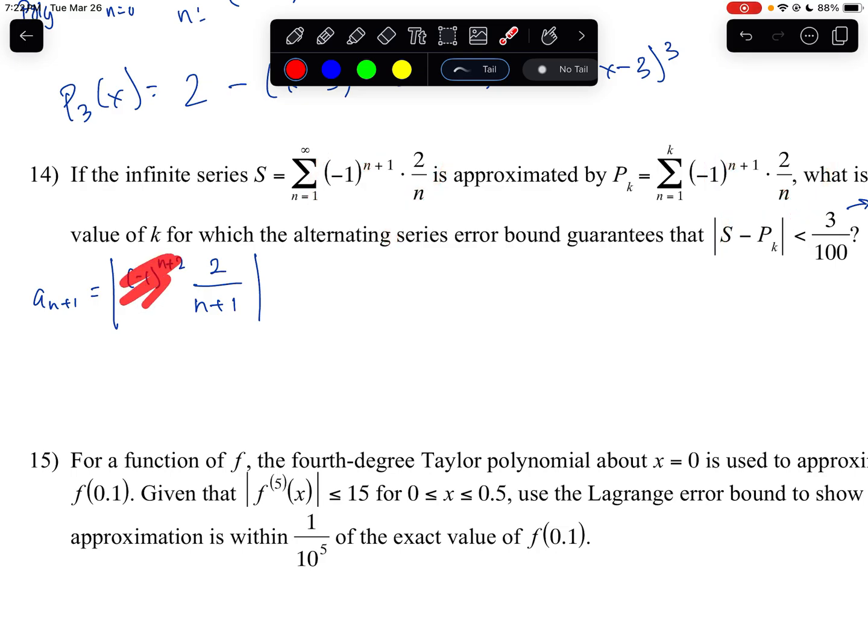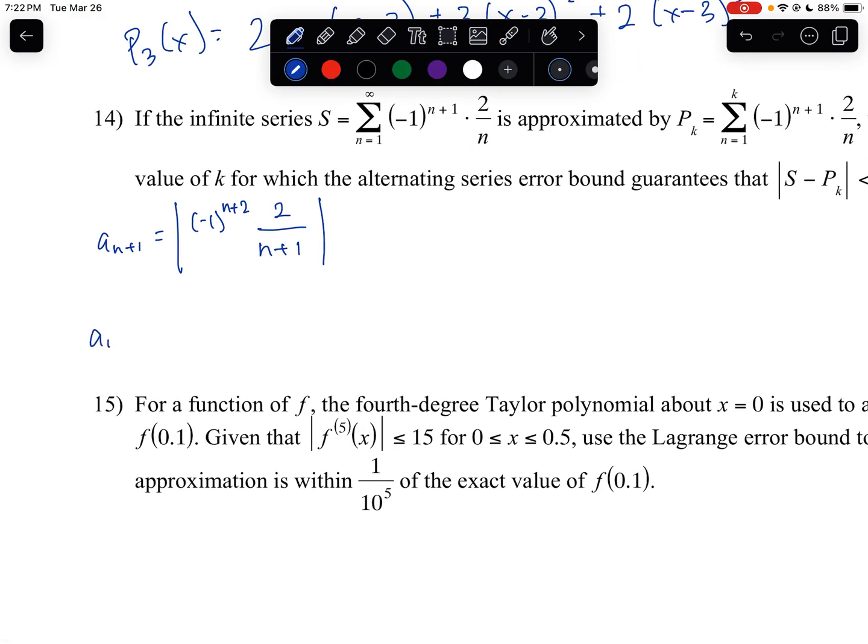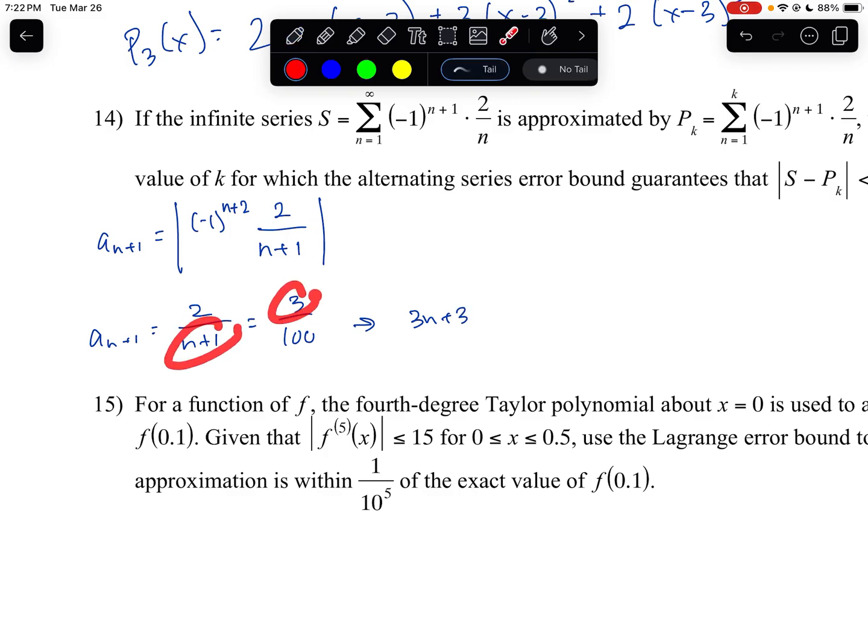Since it's the absolute value, that part doesn't matter. So the nth plus 1 term is going to be equal to 2 over n plus 1, and I want this right here to be less than or equal to 3/100ths. Okay, so I'm just going to treat it as if it were an equal sign. Okay, well, doing some algebra here, you can do a cross multiplication. So you get 3n plus 3 when I multiply these together is equal to 200.